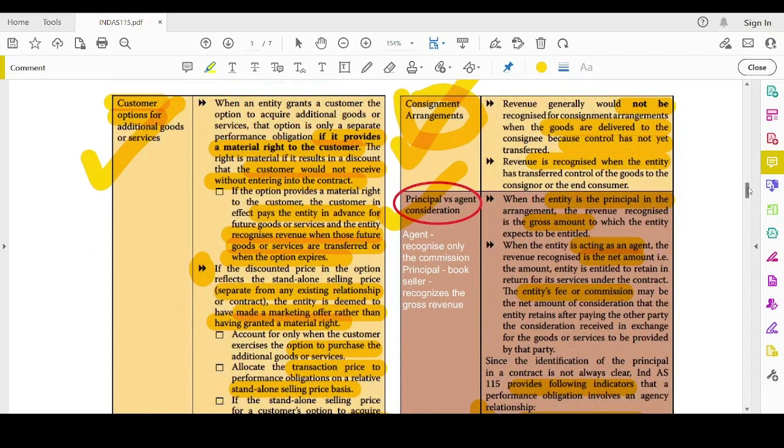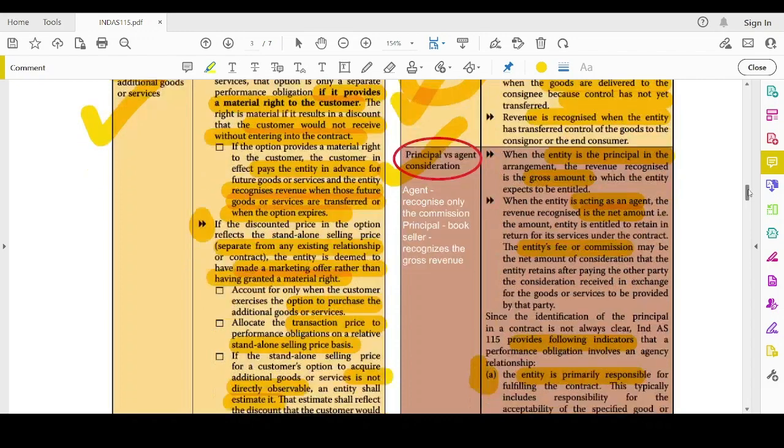Principal means here we have to understand that the principal carries both the price risk and the inventory risk, while the agent only has to have discussions with the customer and make him buy the product. When the entity is the principal, he has to recognize the revenue at the gross amount, and commission is payable to the agent as an expense. When the entity is acting as an agent, he can recognize only the net income, that is the commission, which is the entity's fees, as the revenue component.